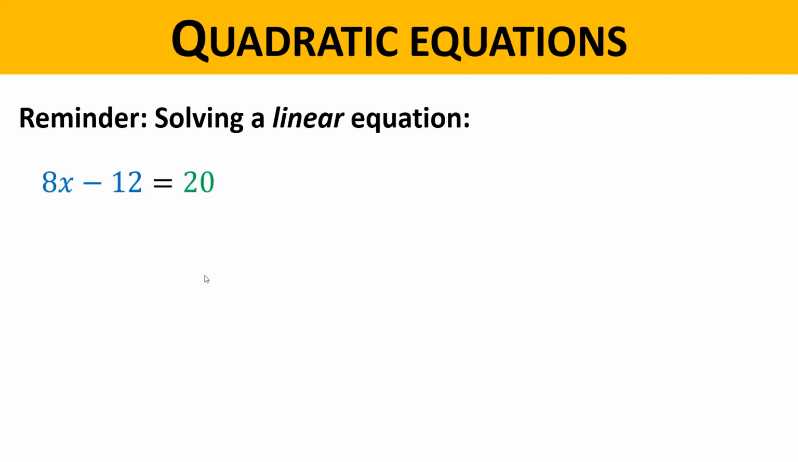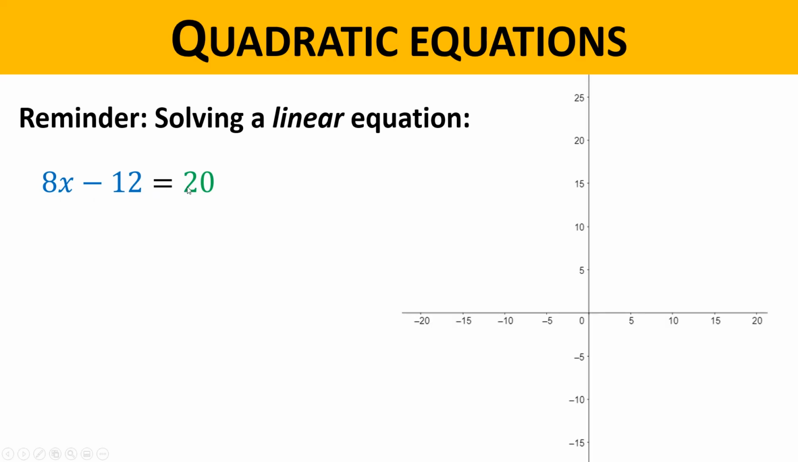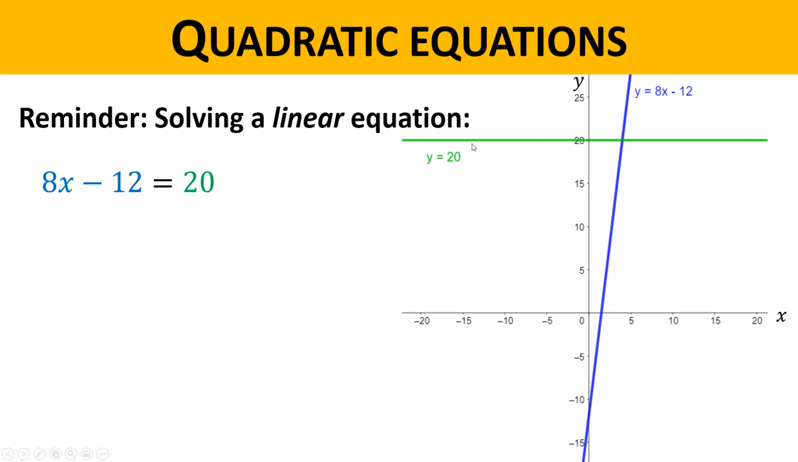What you already do know is how to solve a linear equation, where both sides of the equation are the formula of a line. So a simple example is 8x minus 12 is 20, where 8x minus 12 is the formula of a line, this line with gradient 8 and y-intercept minus 12, and y is 20 is also the formula of a line with gradient 0 and y-intercept 20, so just a horizontal line. So these are both lines, and basically when you solve this equation, what you're asking is for which x do these two lines have the same y value? And that is why such an equation is called linear.